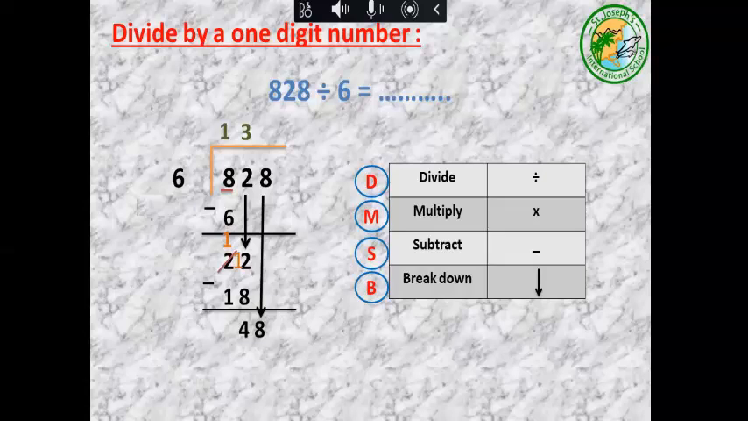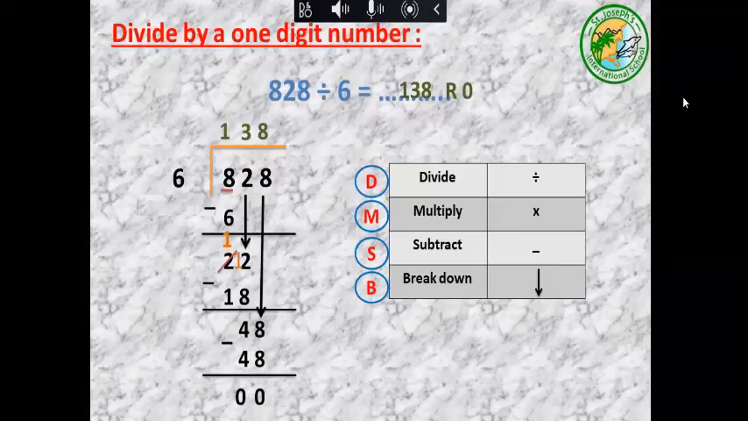Okay, let's do our steps one more time. 48 divided by 6. This is the first one, dad. Multiply: 6 times 8 equals 48. Then subtract, sister, 48 minus 48. 8 minus 8 equals 0, and 4 minus 4 equals 0. So my answer, or my quotient, is 138, but in this question, I have no remainder. So I will write remainder 0.